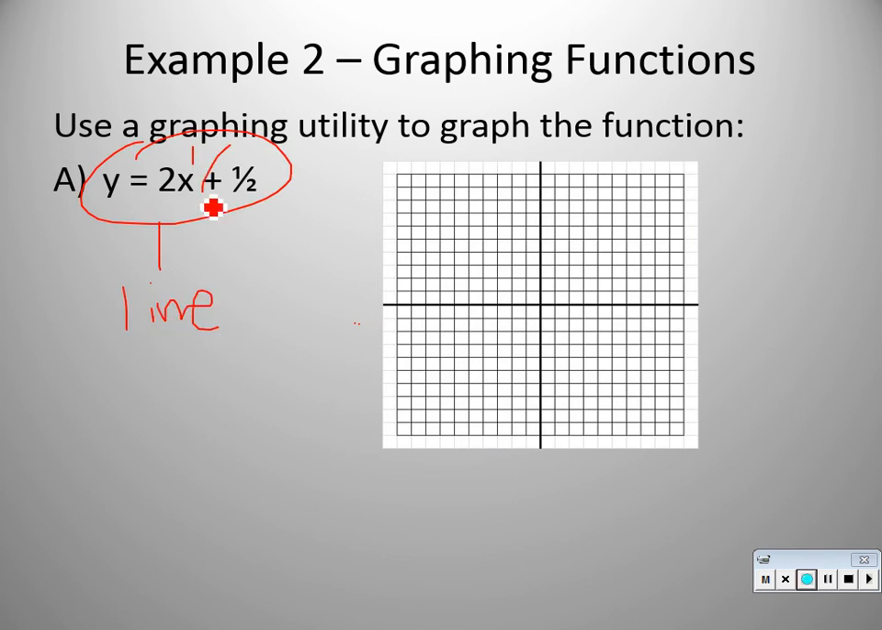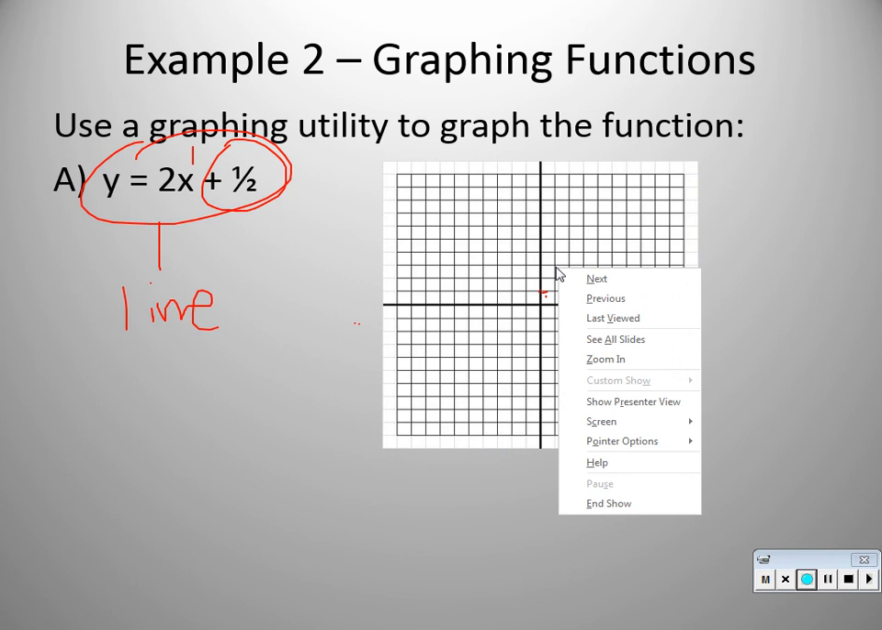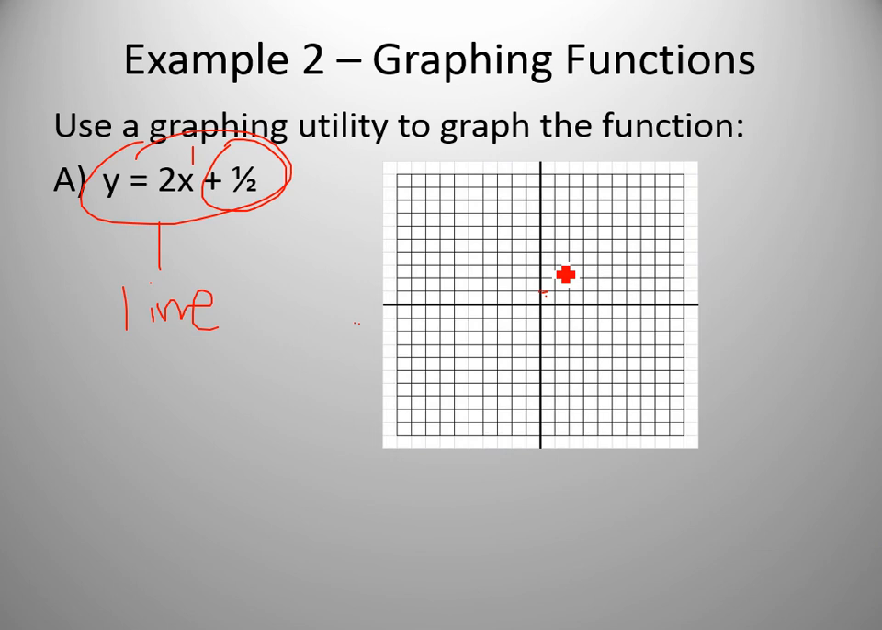So you have the y-intercept here at positive 1/2, so I'm going to just try to get a little point in there. And then I have a slope of 2, which is going to put me up 2 and 1 to the right, which is going to put me here. So I get a line that kind of looks like something like that.